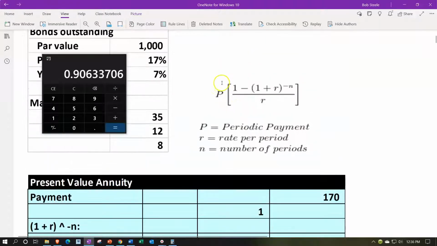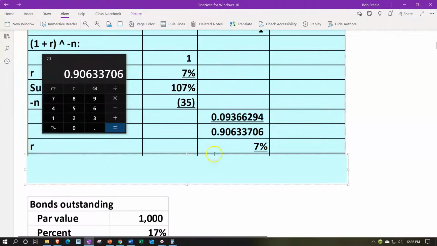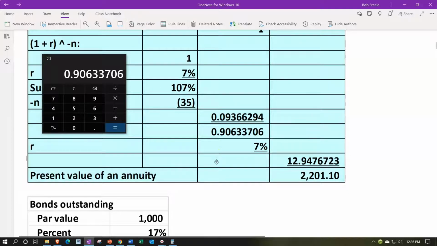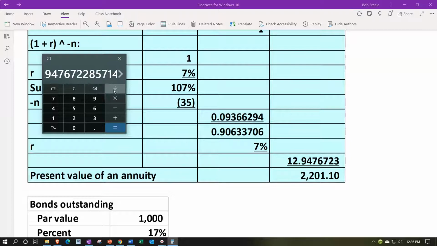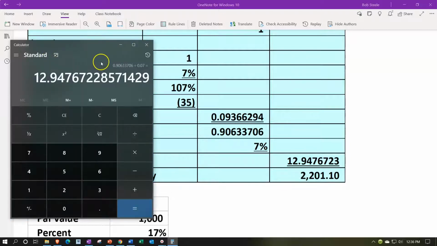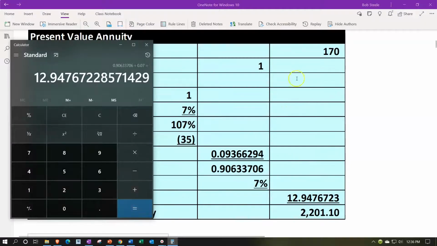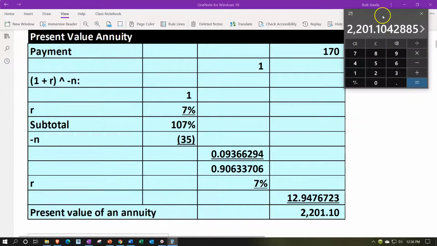And then the denom is going to be the rate again at 7%. So 7% on the denom. So let's take that amount divided by 0.07, 7%. Make our calculator a little bit bigger so I can see the answer. There's the 12.947 and so on. Taking that amount times the 170 gives us the 2,201. That then is the annuity portion of the calculation.